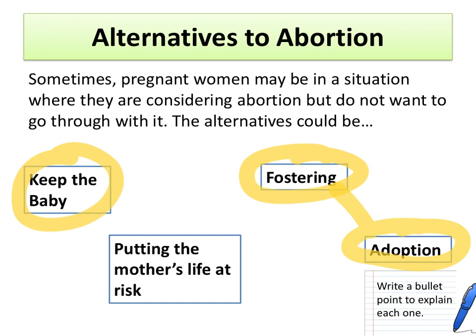The final alternative to abortion is that of putting the mother's life at risk. Now, if the reason why somebody is considering an abortion is because they think that they may die, or because they think that they may have some sort of physical illness because of having that child, then some people choose to risk their own life in order to try and have that child. Many people would say that this is a really admirable thing to do, almost sacrificing your own life for that of your child. Others may say that it's not a very clever thing to do at all, particularly if the mother has got other responsibilities, such as a family to look after.